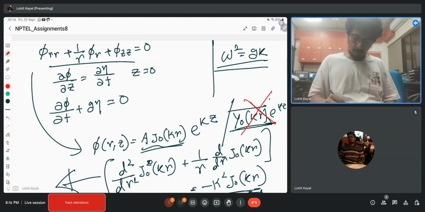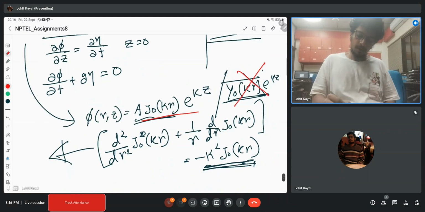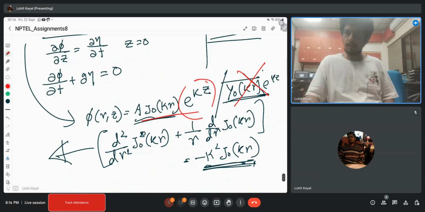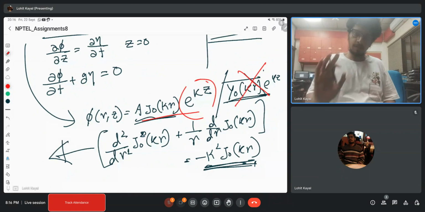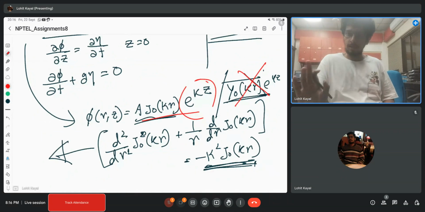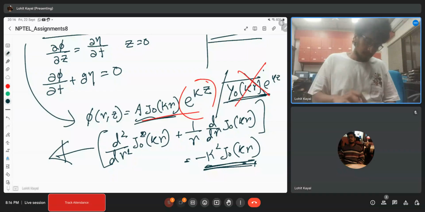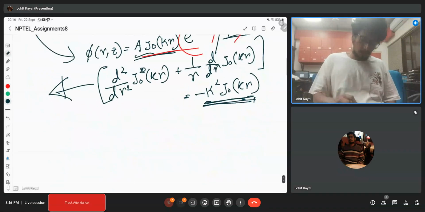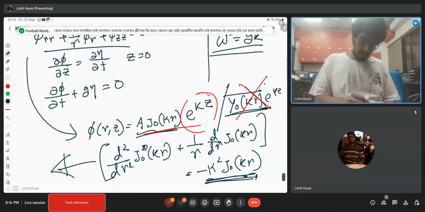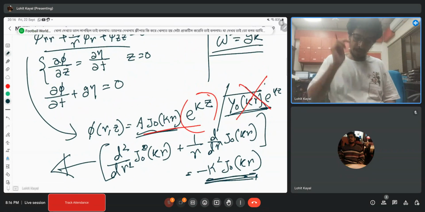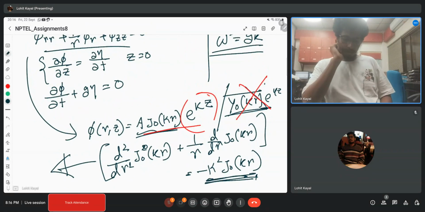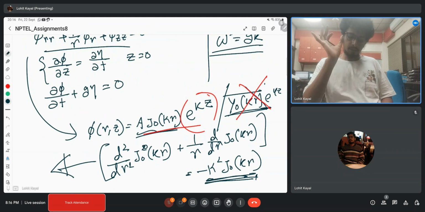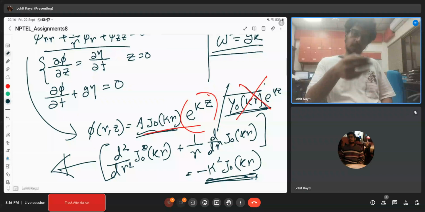Okay, so we consider only this solution. Also, I have already implemented the finiteness criteria. At z tends to minus infinity, this value has to be finite. Next, see this equation: del phi del z is equal to del eta del t. So the temporal dependence and the spatial dependence in the r direction will be the same for eta and phi.